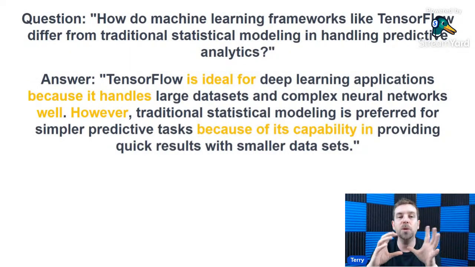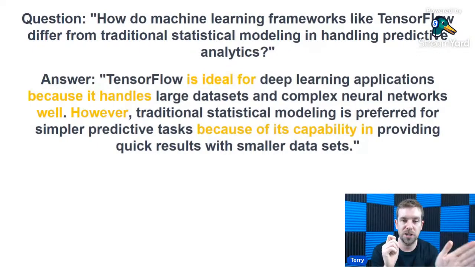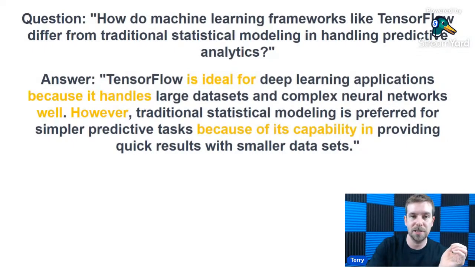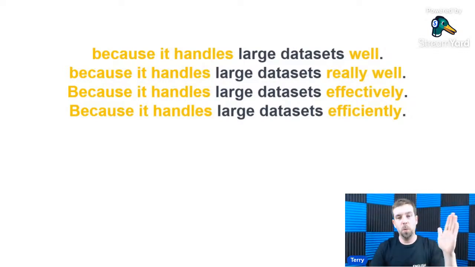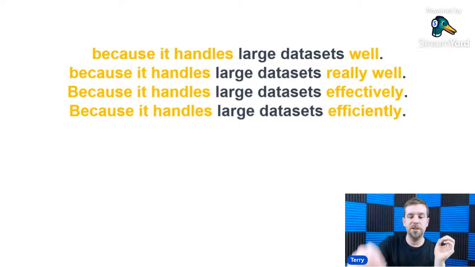So next question, how do machine learning frameworks like TensorFlow differ from traditional statistical modeling in handling predictive analytics? TensorFlow is ideal for deep learning applications because it handles large data sets and complex neural networks well. However, traditional statistical modeling is preferred for simpler predictive tasks because of its capability in providing quick results with smaller data sets. Now, again, we can say because it handles large data sets well, really well, effectively, or efficiently, okay? And there's different ways, different adverbs, okay?